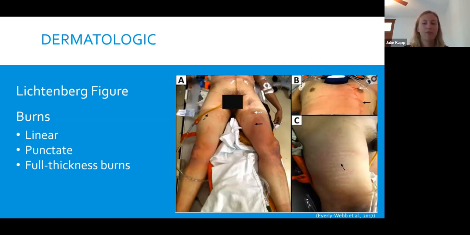So you could see small full thickness burns at the distal toes or at the sole of the feet. Examples of punctate burns can be seen with the white dotted lines in this picture. In picture B, there's one right there, and you can also see one right there on the thigh in picture A. And then the last category of burns is full thickness burns.